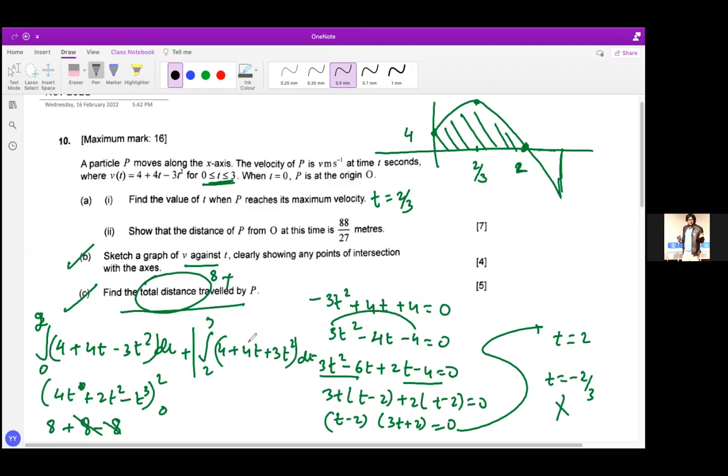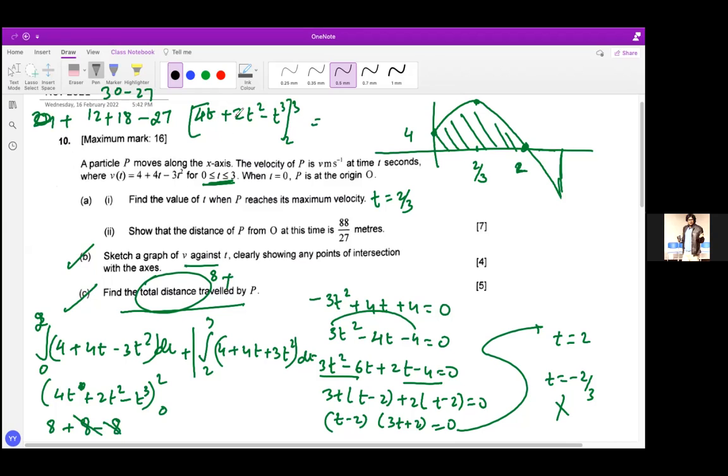Now you plug in t as 3 here. So it becomes 4t plus 2t squared minus t cubed. If I now find this value from 2 to 3, plugging in 3 here, 4 threes are 12, plus 9 times 2 is 18, and minus 27. So this is going to become 30 minus 27, which is basically 3.